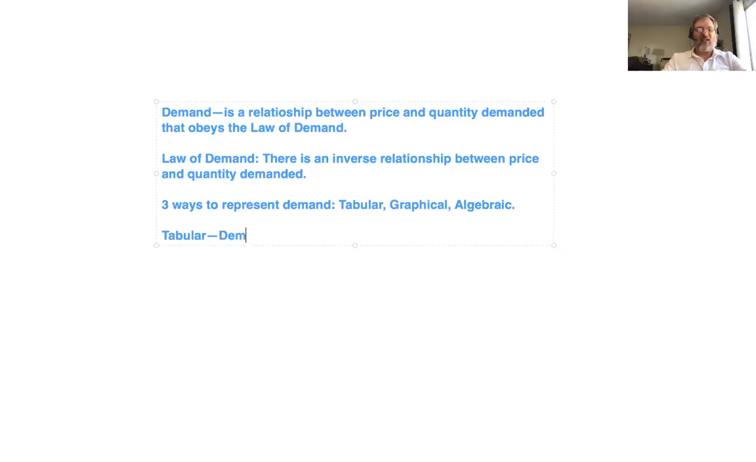The tabular one was the demand schedule, and you'll see some examples of this in your book, but I'll show you guys really quickly. Maybe it's easier here. We'll have one column for price and another column for quantity. Maybe I can make it look a little bit better. Okay, so we'll do it like this.